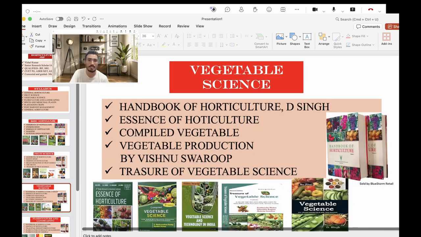Next we have Vegetable Science. This is the second most important division for JRF Horticulture. Start with Handbook of Horticulture. Same for the production aspect, Handbook of Horticulture is very important. Next we have Singh. I have already discussed the starting chapters of this book, like classification, which are very important.